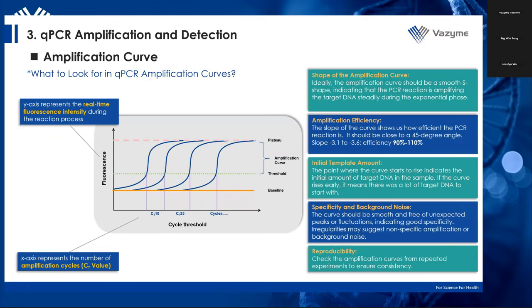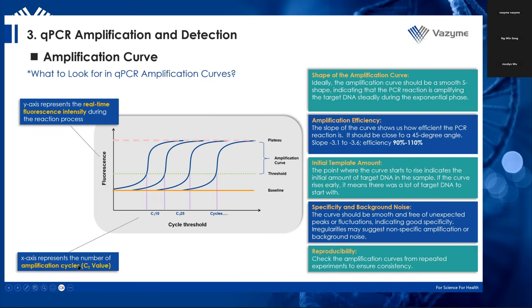Okay. Next is the amplification curve. This is the most important result that you will look at when you are doing qPCR. So first, we need to understand what we are looking at, all right? On the y-axis, you will see the fluorescence. This is the intensity of the signal. It represents the real-time fluorescence intensity during the reaction process. As the amplification is happening, each point is measured in real time. So you can measure at which exact point the amplification picks up. The higher it goes, the higher the intensity, the more amplification is happening. That's where it's picking up.